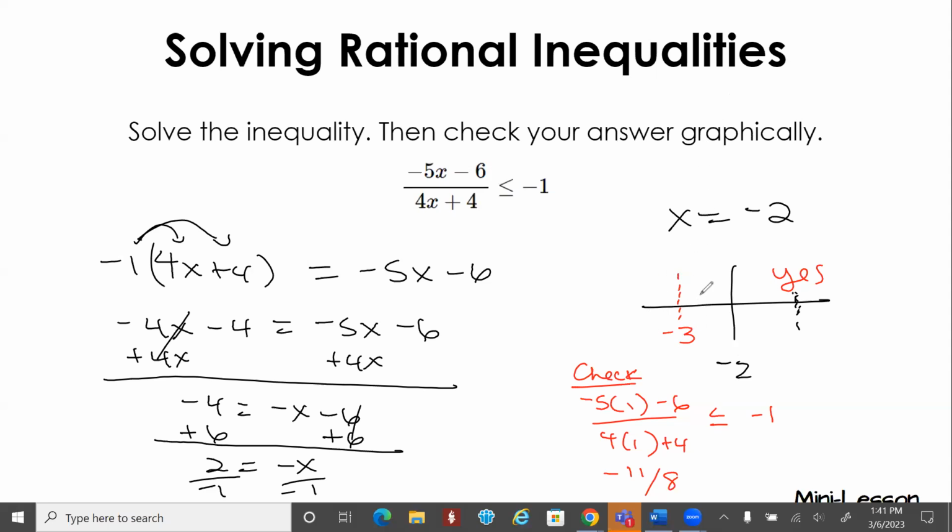I'm going to plug in negative 3 into this. And that's going to give me negative 5 times negative 3 minus 6 divided by 4 times negative 3 plus 4. If we simplify this, this is going to give me 9 divided by negative 12 plus 4. That's going to give me negative 8.